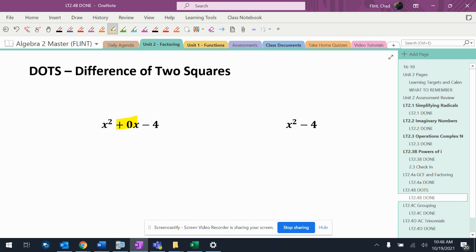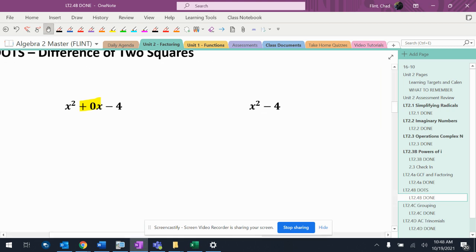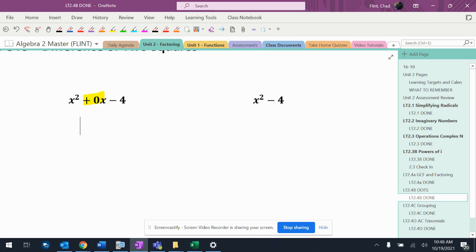All right, so same idea here. Is there a GCF? Look at that first. And then I'm going to go through the longer process with this one with a 0 in it. And then I'm going to show you the shortcut, quick way to do this for the second one. It's the same thing.